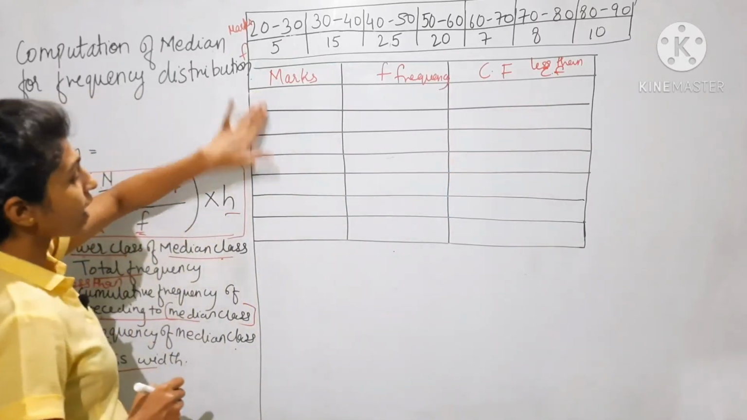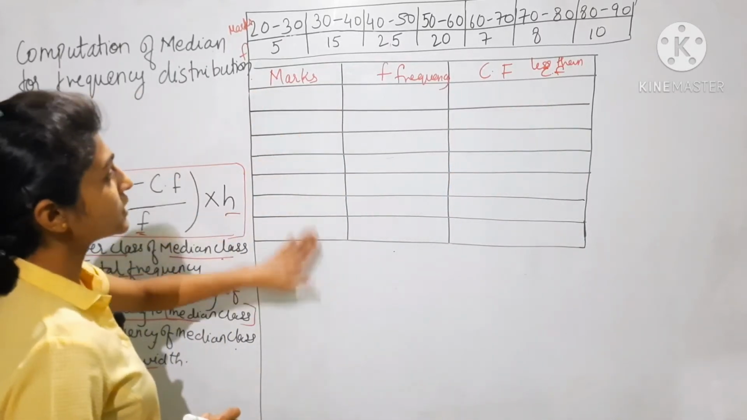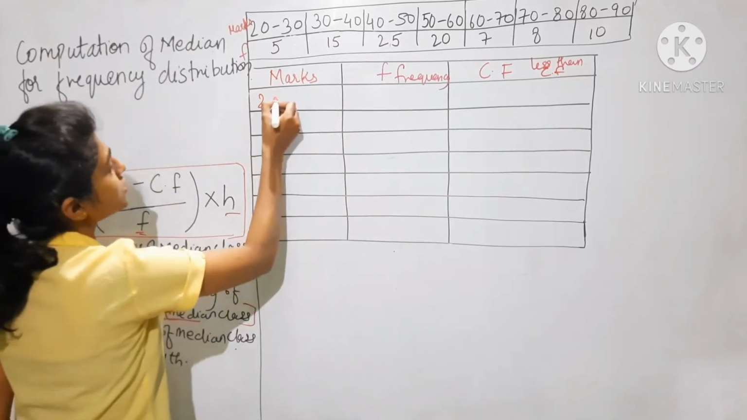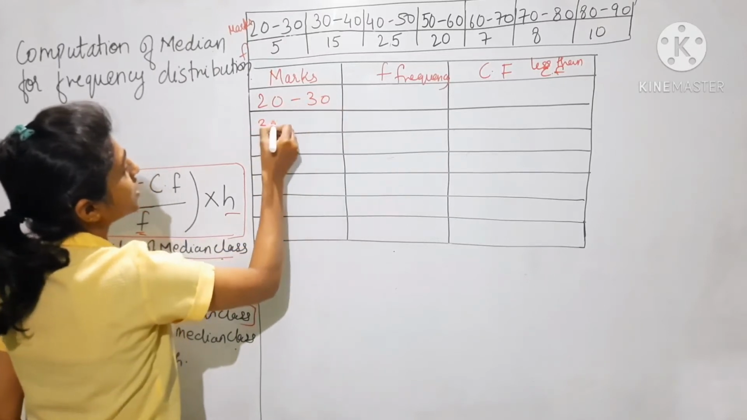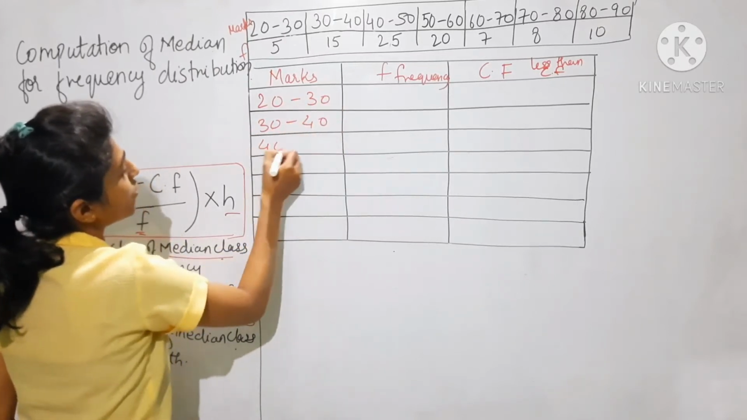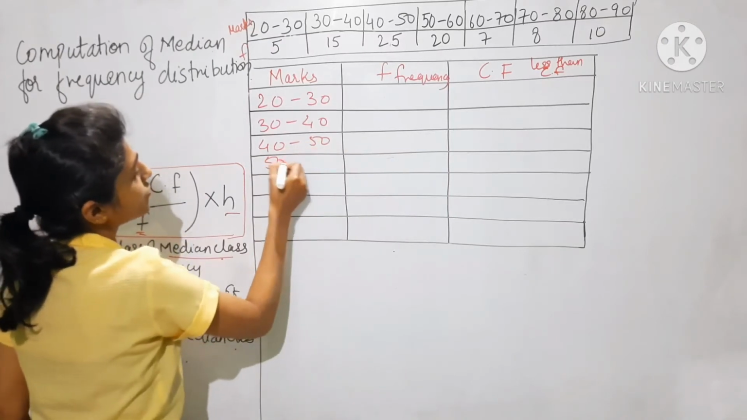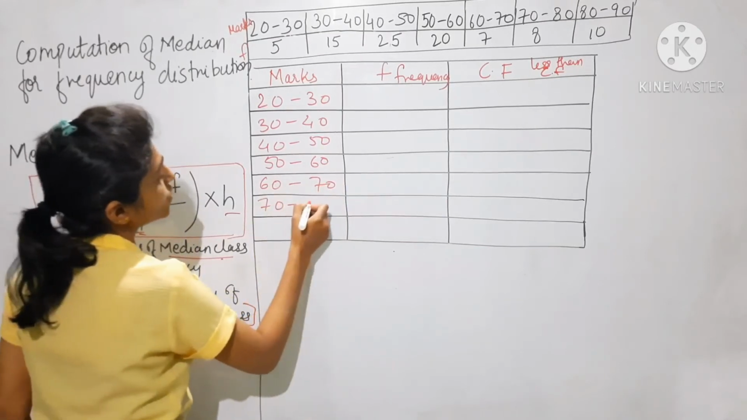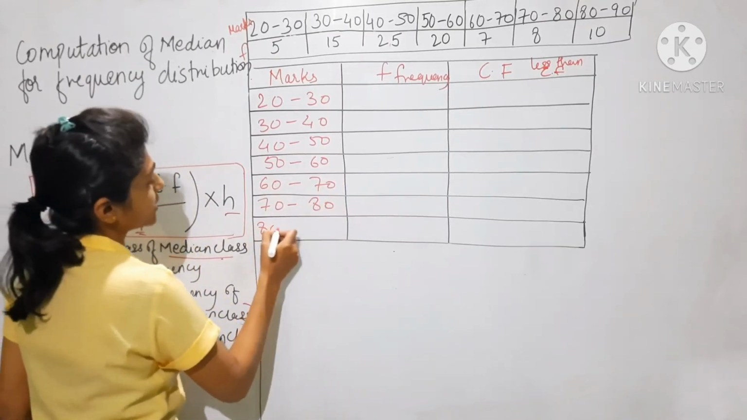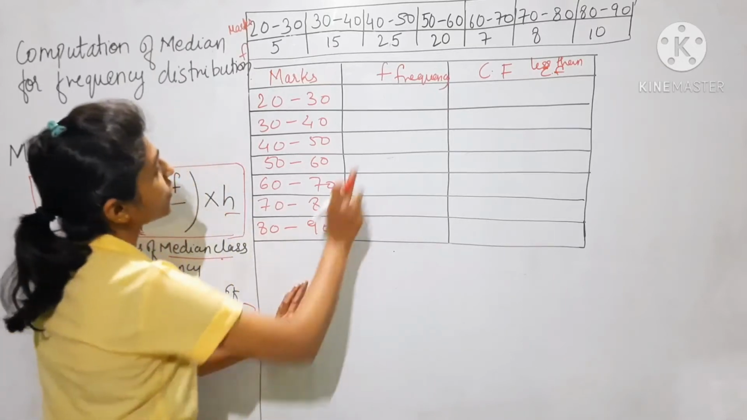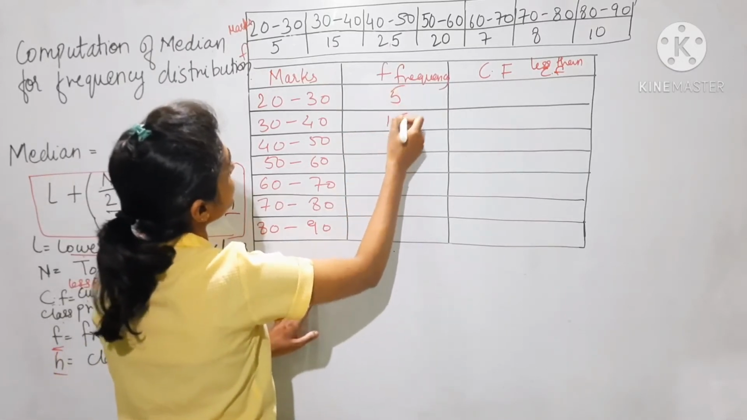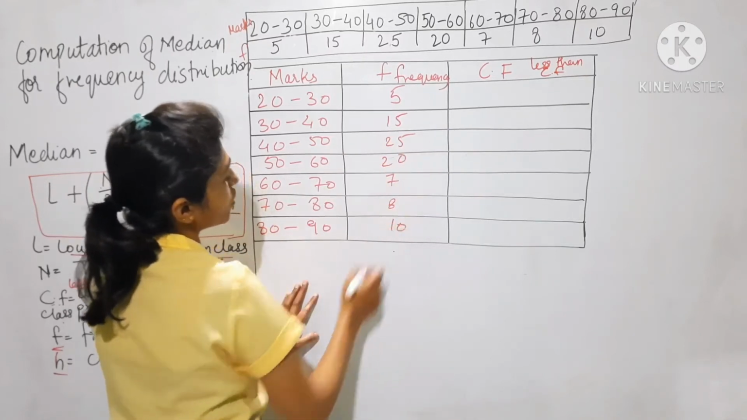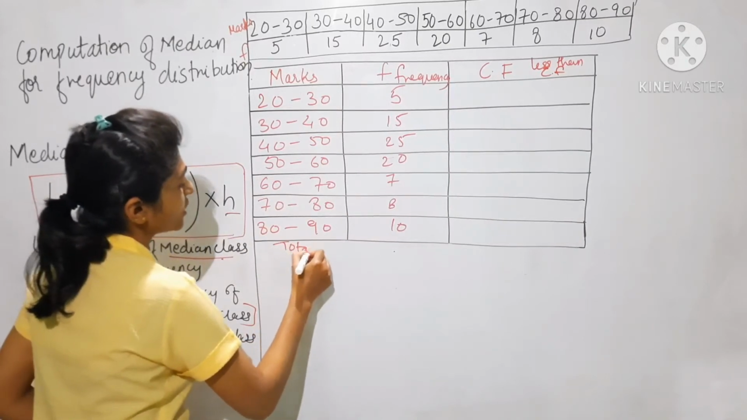So now note down all the marks in the marks column and all the frequencies in the frequency column. So first is 20 to 30, 30 to 40, 40 to 50, 50 to 60, 60 to 70, 70 to 80, and 80 to 90. Okay, now next note down all the frequencies. Now write the total here.